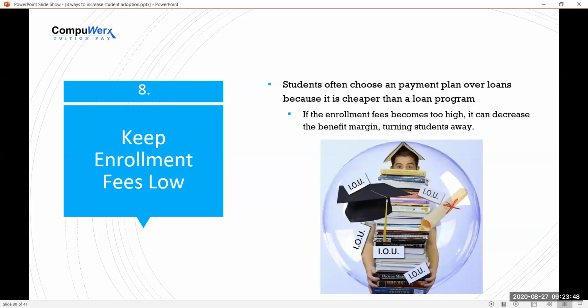Number 8, keep enrollment fee low. After talking to your student, they know very well how much money they'll save using a payment plan versus a loan. Of course, most of your students will choose payment plans. So you want to keep your enrollment fee low so that it doesn't turn your student away.